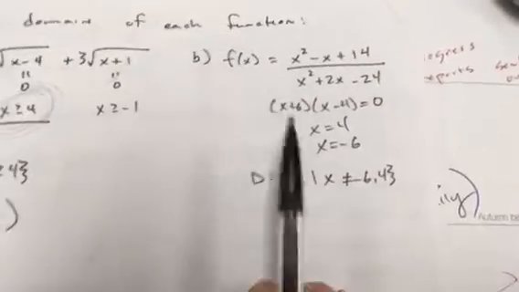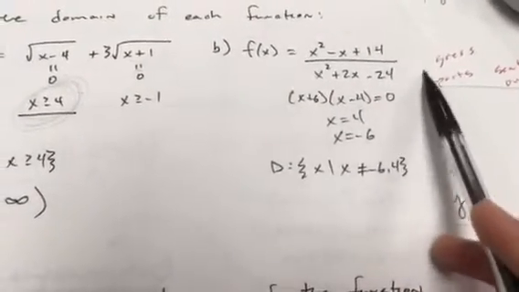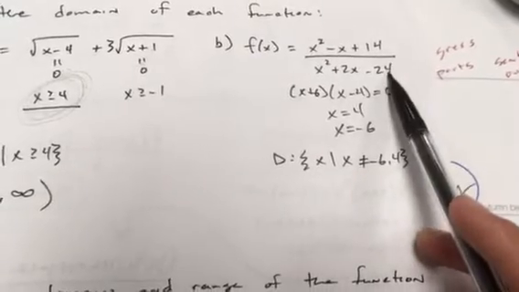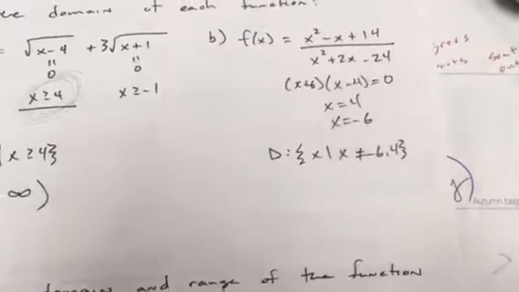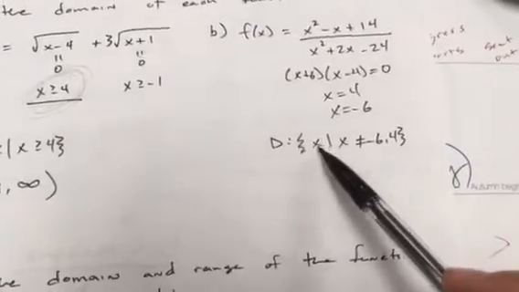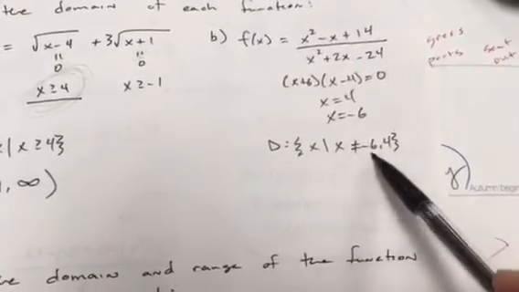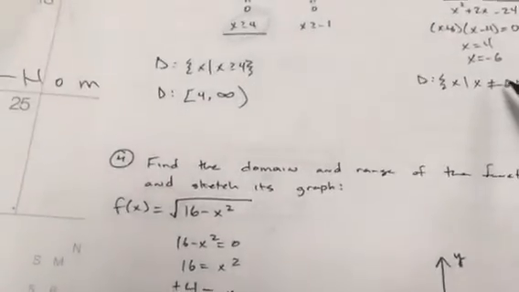Simply set the bottom equal to 0. Okay, set this equal to 0. So factor it. It multiplies to negative 24 and differs by 2: 6 and 4, the 4 is negative. So my domain is any x such that x doesn't equal negative 6 or 4.